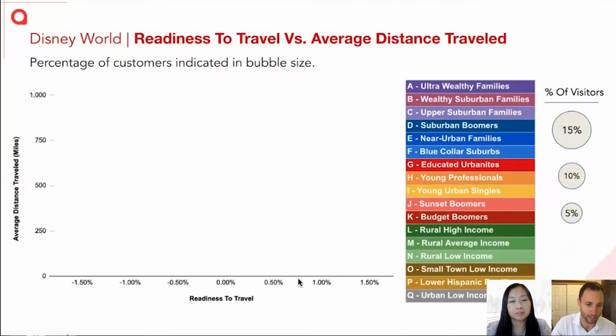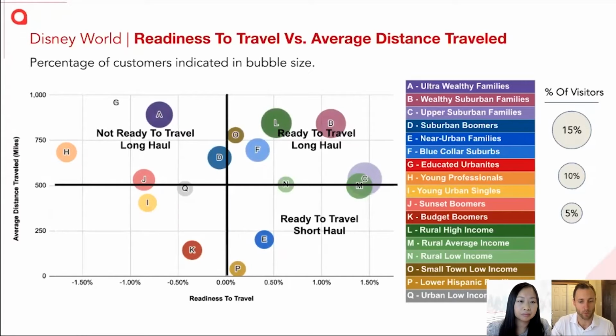So here on the x-axis, you have readiness to travel, indicated by their percentage change in visitation pre and post COVID. On the y-axis, you have the average distance traveled. More distance traveled indicates potentially a more profitable customer because they might be staying longer in Disney World. And then the last thing, the bubble, is the historic percentage of visitors. So the bigger the bubble, the more historically those segments have visited Disney World.